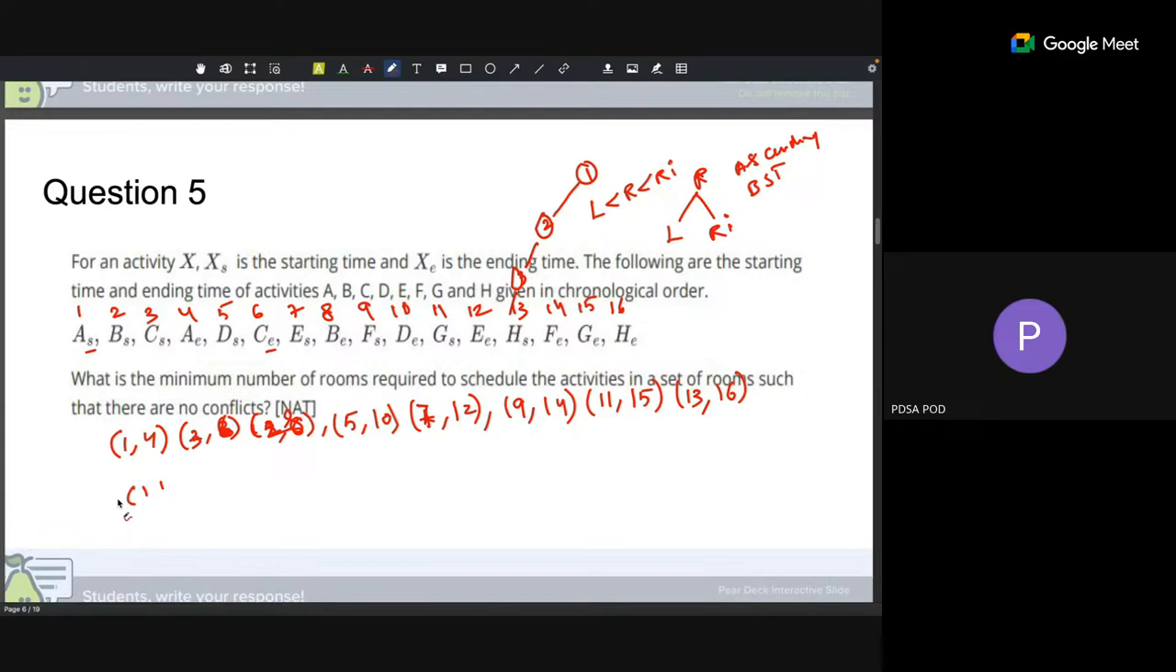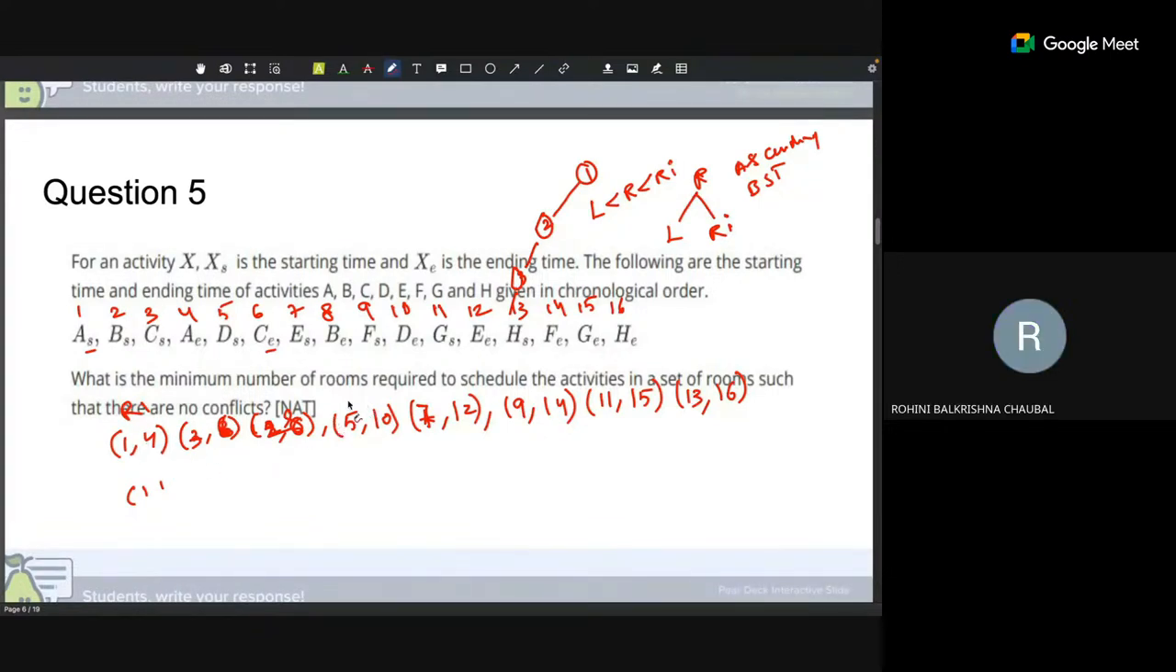So what really the question is, what is the minimum number of rooms required to schedule those activities in the set of rooms? If we start with a set of rooms, we can first give it to A. Yes, it will require one room. A, and this one, R1. R1 ending time is four. Can we start it for this?